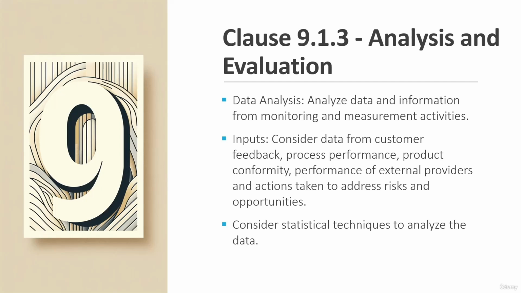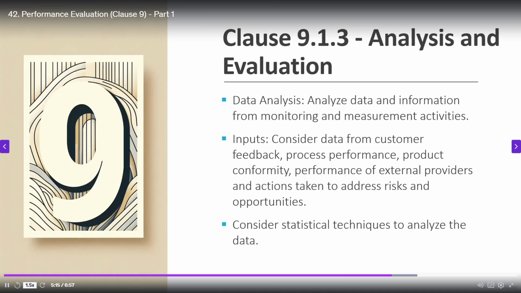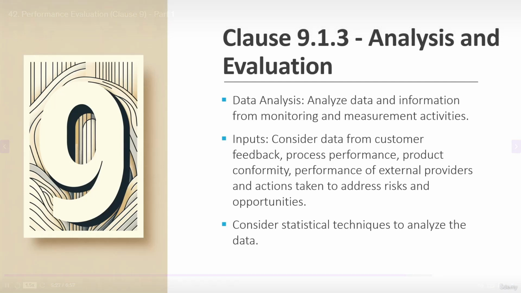That could be in terms of yield, or the cycle time, or the takt time, or the defect rate. Other areas from which you can get inputs are product conformity, basically the defect rate, and performance of external providers, which you will get based on how your suppliers are performing: what their defect rate is, and what the number of complaints related to supplier items is. In addition, data could come from the actions taken to address the risks and opportunities which you have identified earlier. So there are various sources of data which you need to analyze and evaluate.